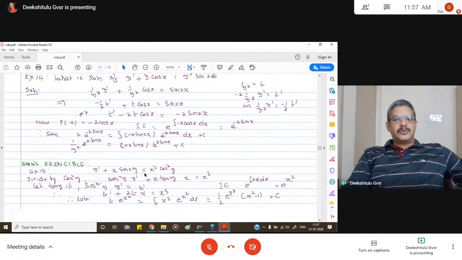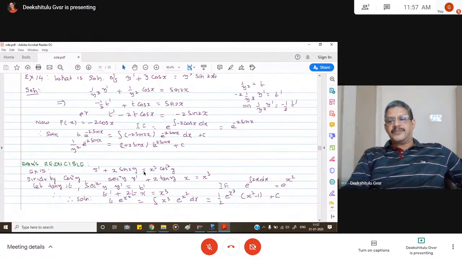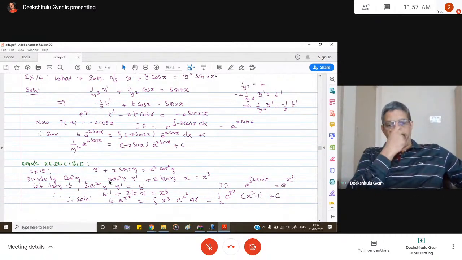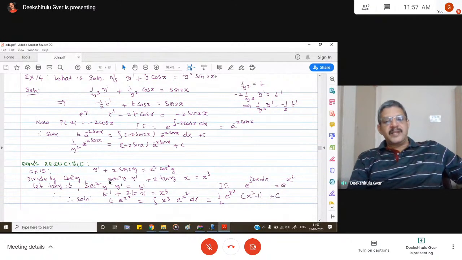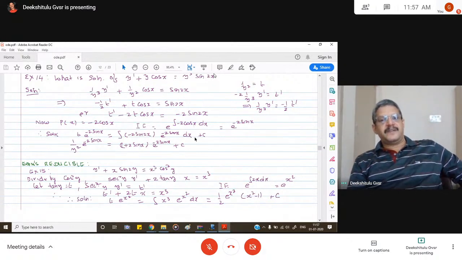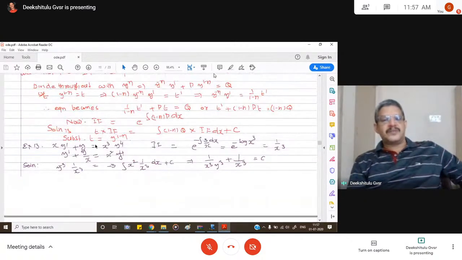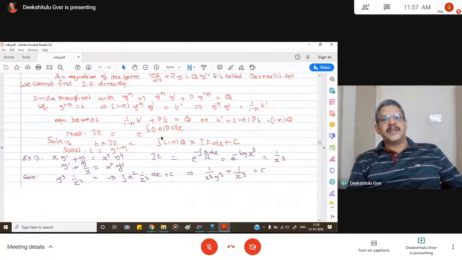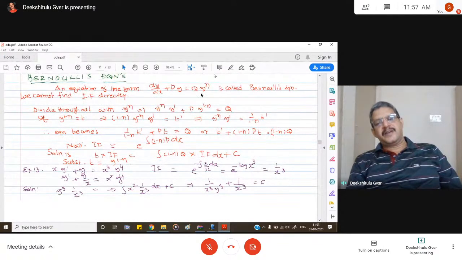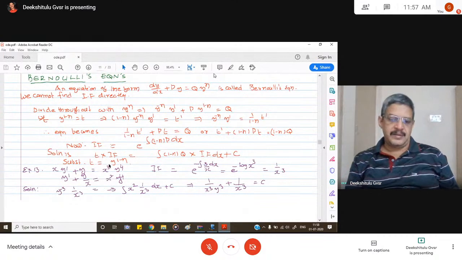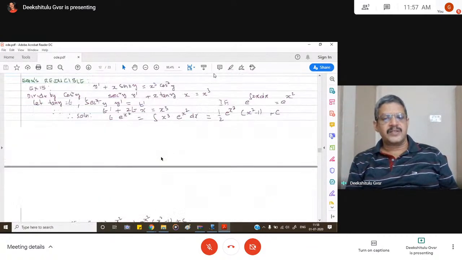Equations reducible to exact equations. Sometimes it need not be functions of y power n. See here, we have seen y cube here, here also y power 4. In the standard form also, we are considering on the right hand side y power n. It need not always be y power n. Sometimes it can be functions also. Let us see how it comes.